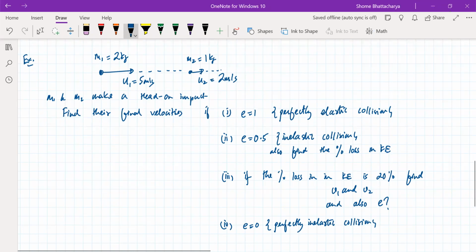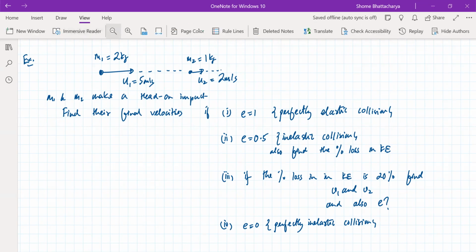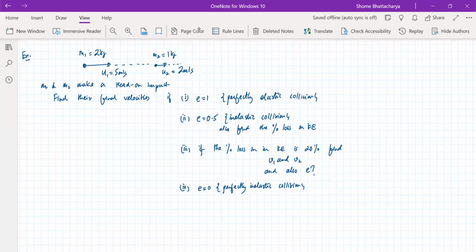Anybody got the answer for the first part? V1 3 and V2 0. Let me just check. Sir, V1 3 and V2 6 आया.